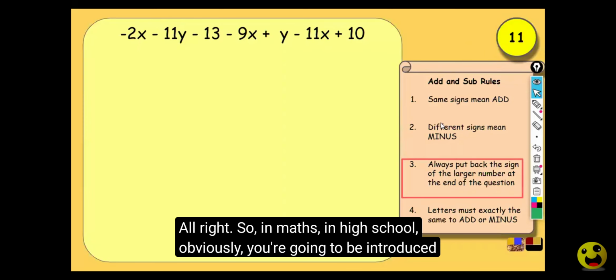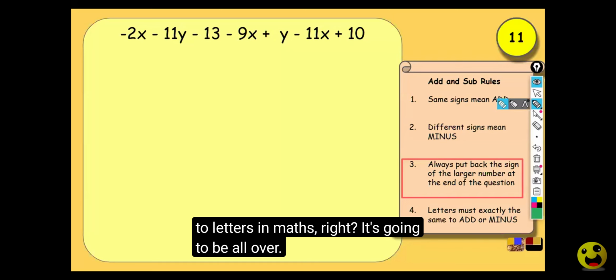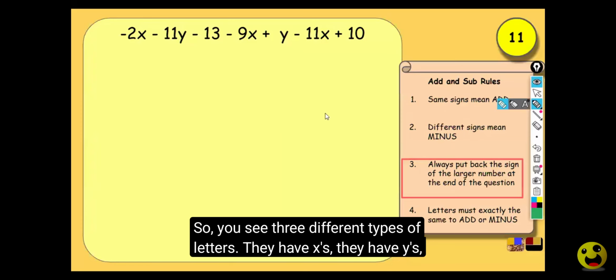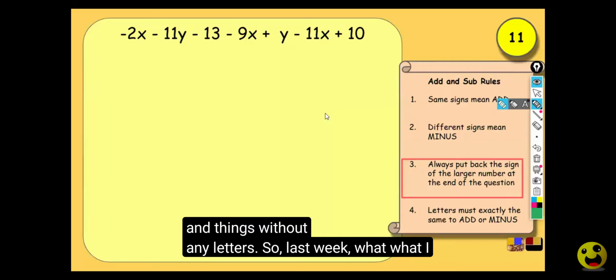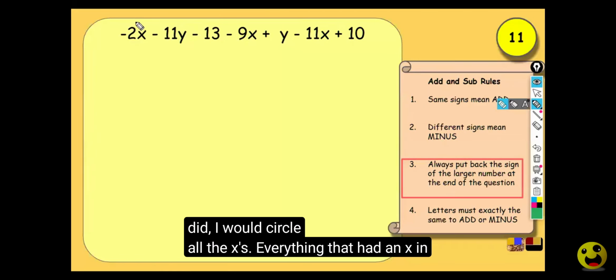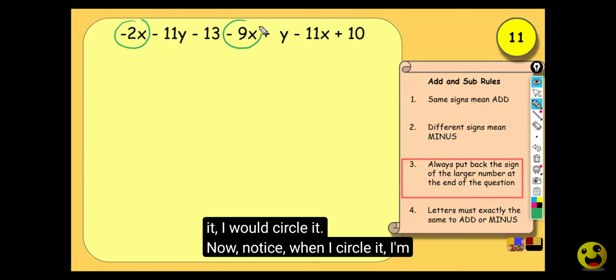Right. Last week. All right, so in maths in high school, obviously you're going to be introduced to letters in maths, right? It's going to be all over. So you see three different types of terms: those that have X's, those that have Y's, and things without any letters. So last week, what I did, I would circle all the X's. Everything that had an X in it, I would circle it.